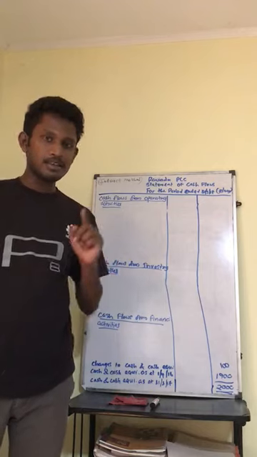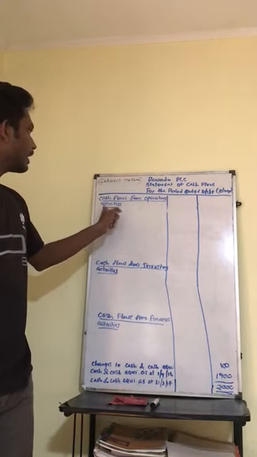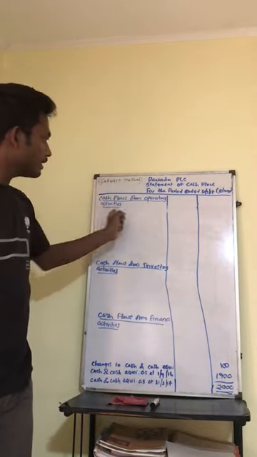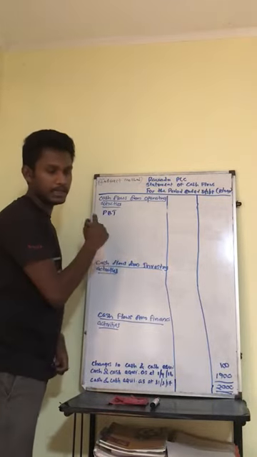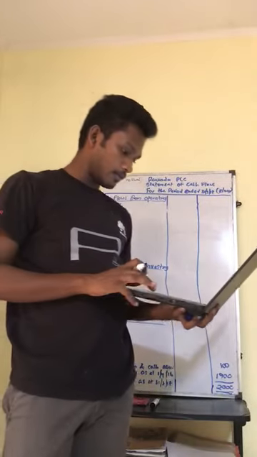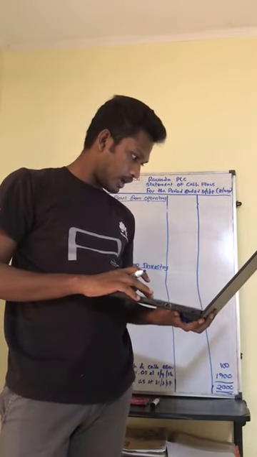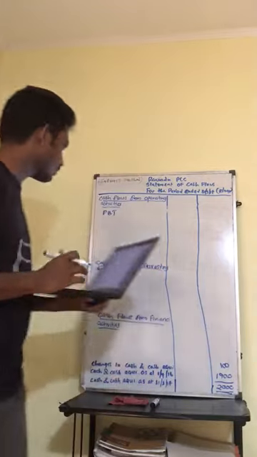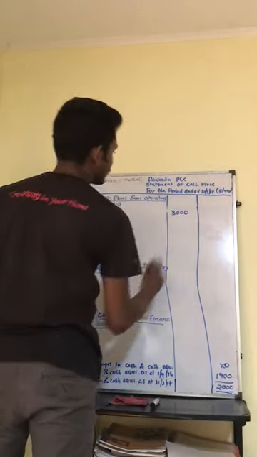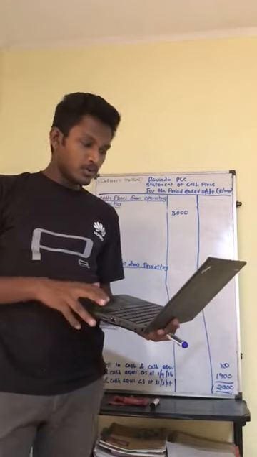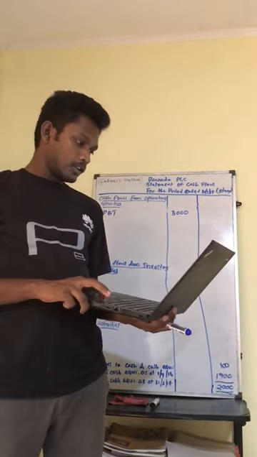And then the second step is, this is the indirect method. So you have to put the profit before tax. I take it as PBT, profit before tax. Your profit before tax is given in the paper. So that is 3000. Right. And then let's move on to adjustments.